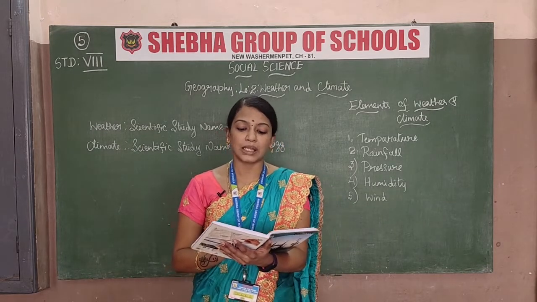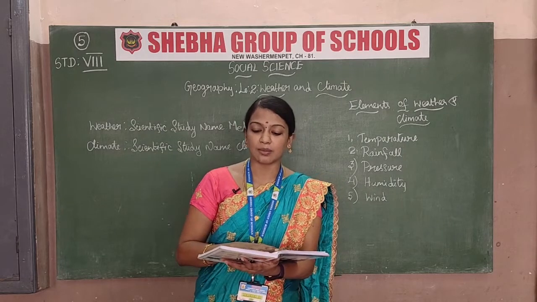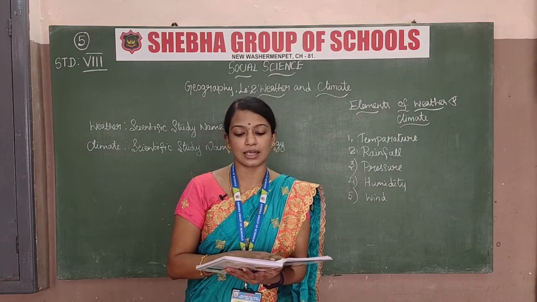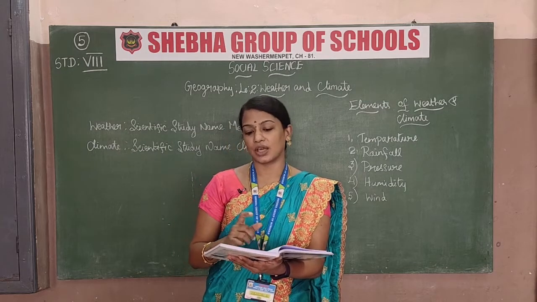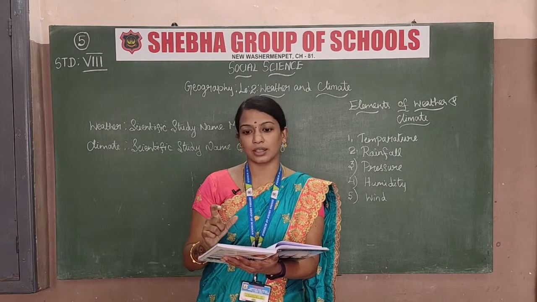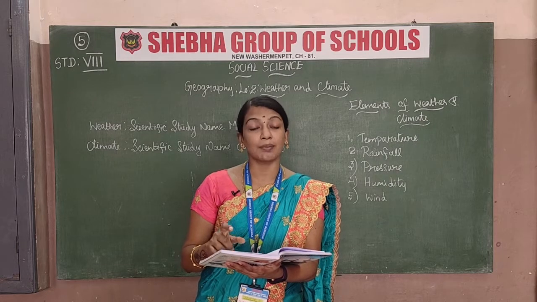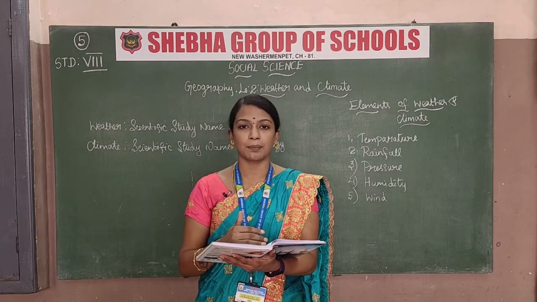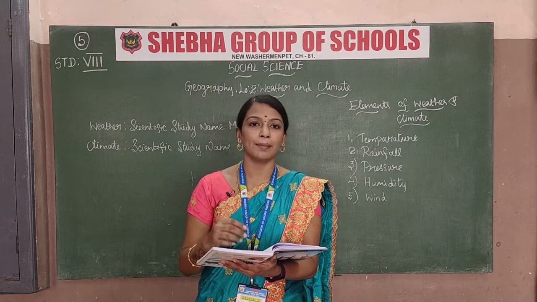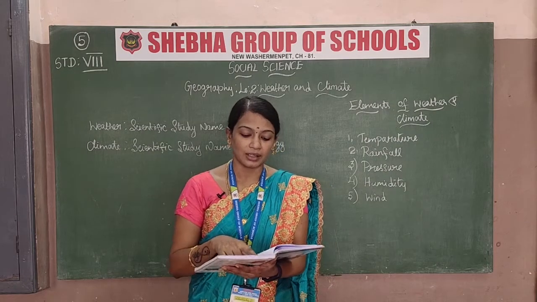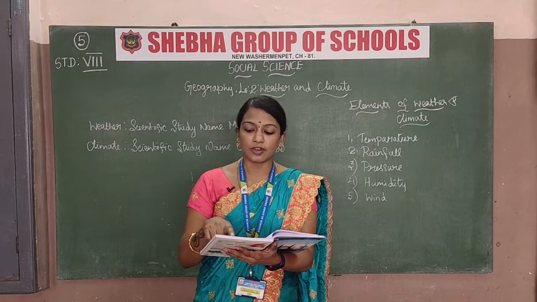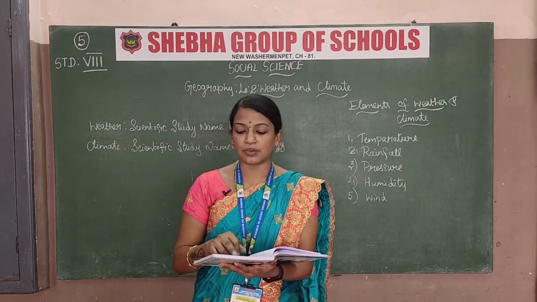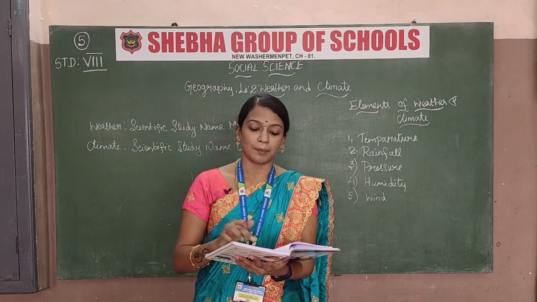Next, mean temperature. The average of the maximum and minimum temperature within 24 hours is called the mean daily temperature. Actually mean temperature என்றது average of maximum and minimum temperature, 24 hours குள்ள நமக்கு கிடைக்கிற temperature, that is called a mean daily temperature. And the diurnal range of temperature is the difference between the maximum and minimum temperature of a day.